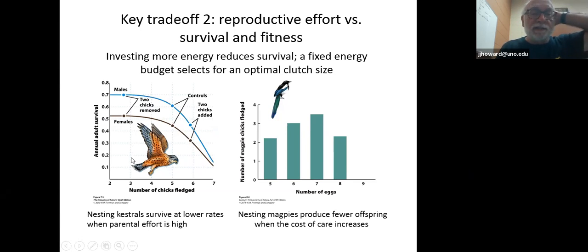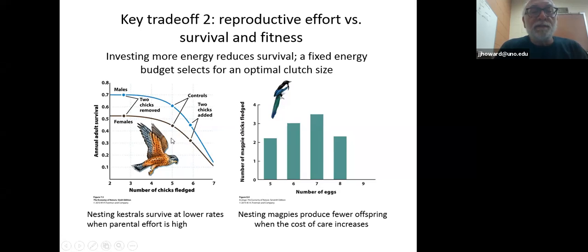So what we've got here is nesting pairs of kestrels. These are often called sparrowhawks. And what we're going to do is compare the natural reproduction of kestrel pairs to what happens if we take some of their eggs away so that they're not investing in reproduction as heavily, or add eggs to their nests so that they have to invest more in reproduction. Now, here is the typical investment pattern of a pair of kestrels. Normally, a female kestrel will lay about 5 eggs.